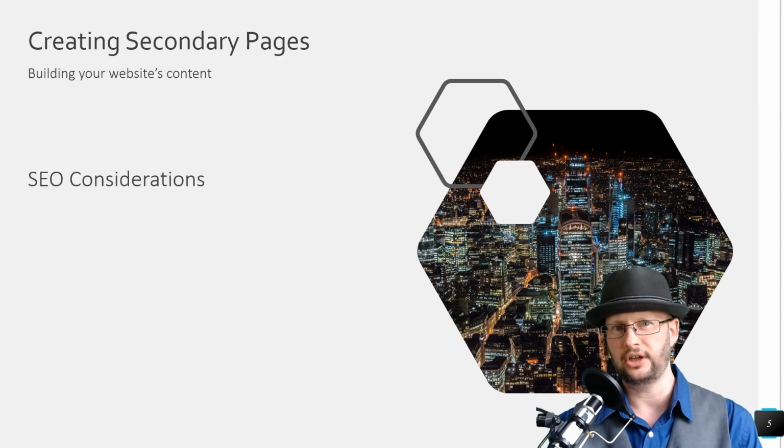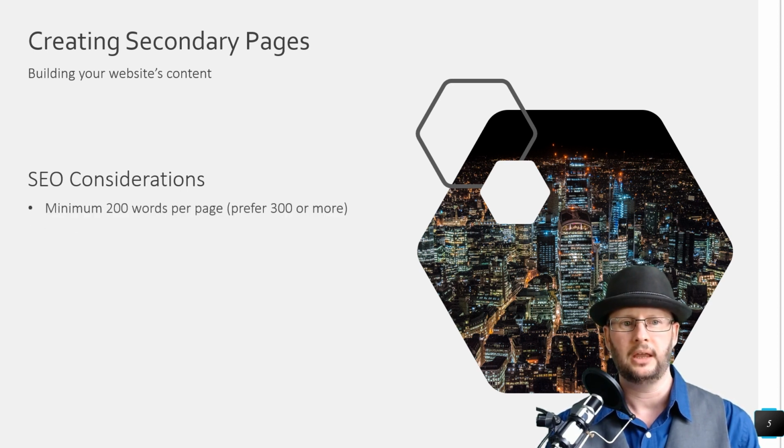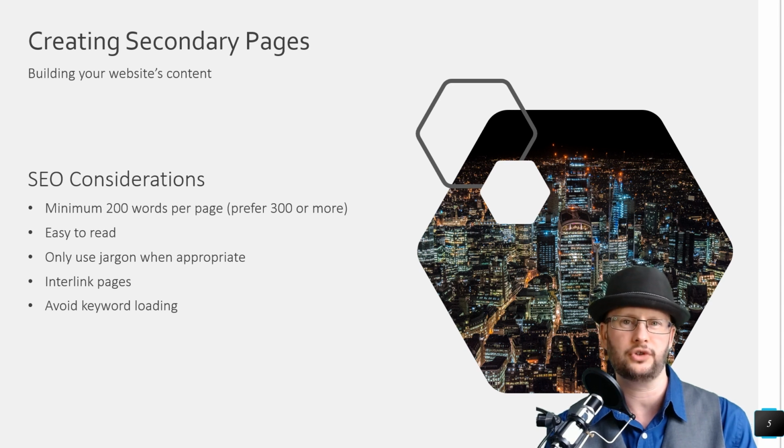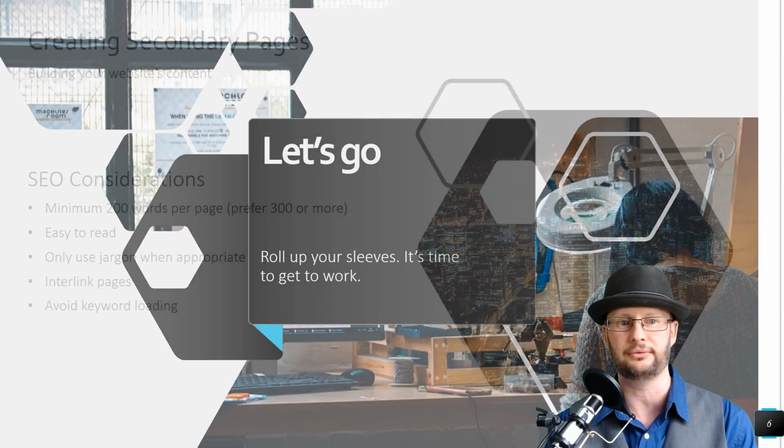There's also some SEO considerations when creating internal or secondary pages from your site. You want any content or any site pages to be a minimum of 200 words, although more than 300 is better. It needs to be easy to read. Only use jargon when absolutely necessary or appropriate. We want to be able to interlink pages, which we'll go through in the next session. And we also want to avoid keyword loading. That is where you try and shove too many keyword phrases into a single paragraph, which Google doesn't like. It can also make things really hard to read.